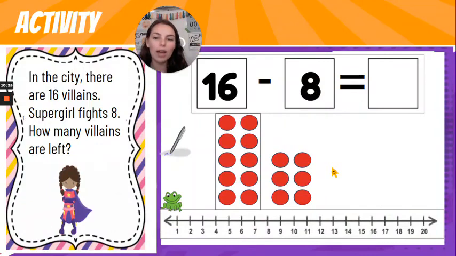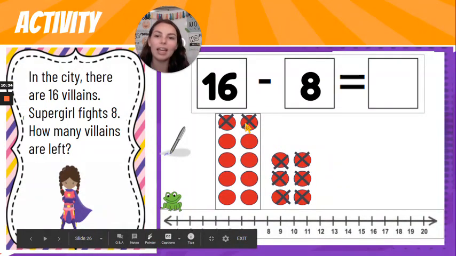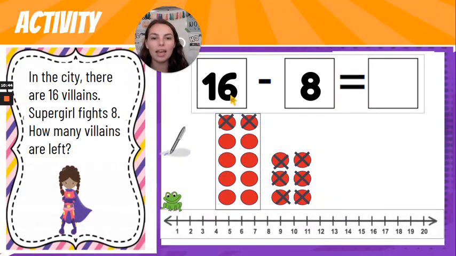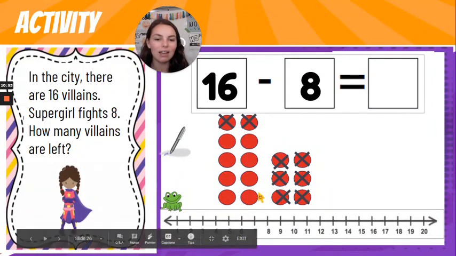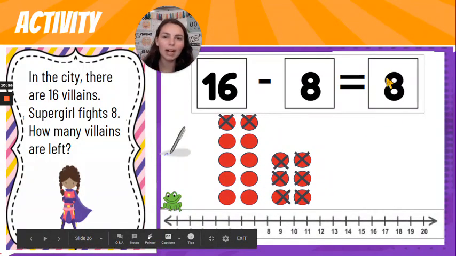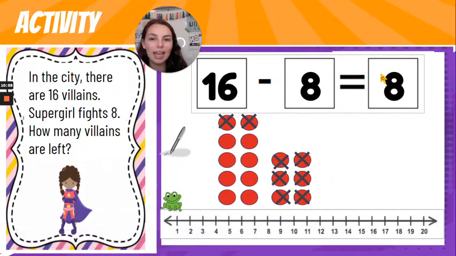So I need to take away, put an X on how many? 8. 1, 2, 3, 4, 5, 6, 7, 8. Uh-oh, I had to use some of my group of 10. So that means my answer is only going to be in the ones place. See how this has a tens place and a ones place? My answer, I had to get rid of that group of 10, so it's just the ones place. 1, 2, 3, 4, 5, 6, 7, 8. My difference, my answer is 8.